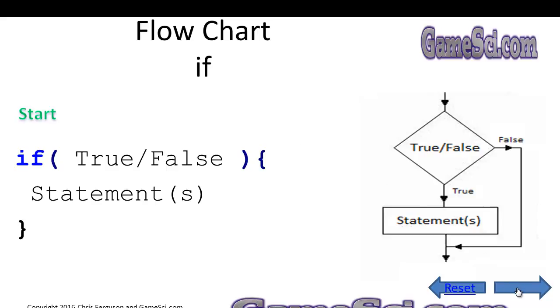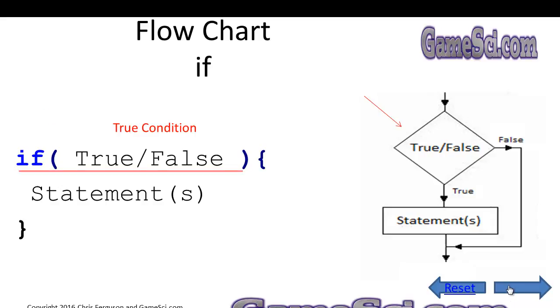Here is our generic if statement. If some true-false statement is in the parentheses, and it's true, let's execute this block of statements. If this evaluates to false, let's skip past this block of statements. So with a true statement, we will execute this block. With a false statement, we will skip past that block and continue on with the rest of the program. And this is what the flowchart is trying to show us.